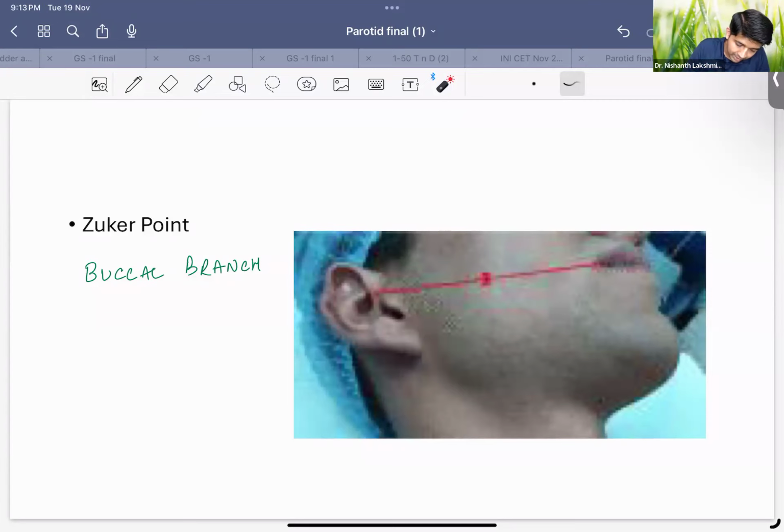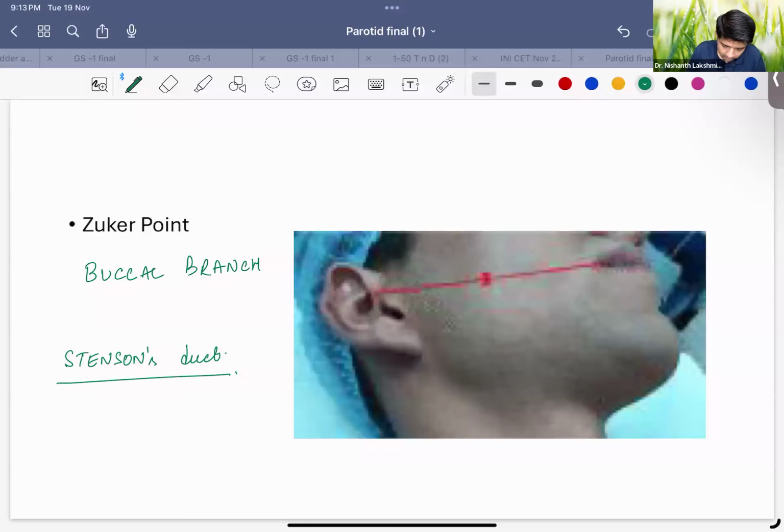Okay. Now, the second thing is regarding Stenson's duct. We will talk about it later, but I'll cover it right here. Can you tell me the surface marking for the Stenson's duct? Along this line only, sir, posterior 2/3 and anterior 1/3. Yeah, see, that was the old one.